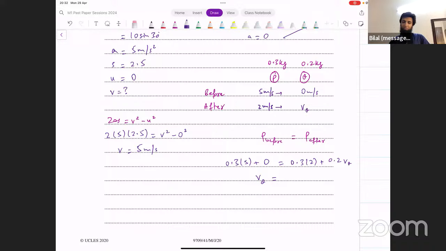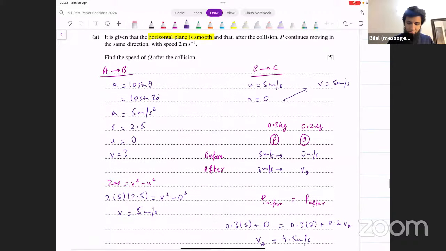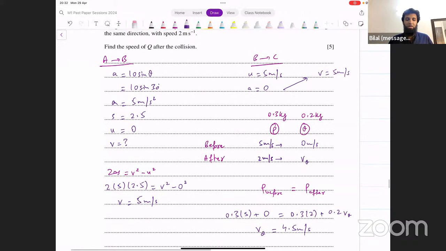And see what that turns out to be. 0.3 into 5 minus 0.3 into 2, divided by 0.2. And that is giving me 4.5 meters per second. That's the speed of Q just after collision.